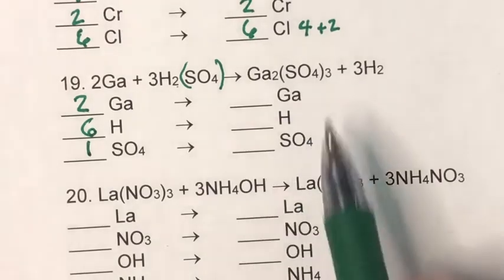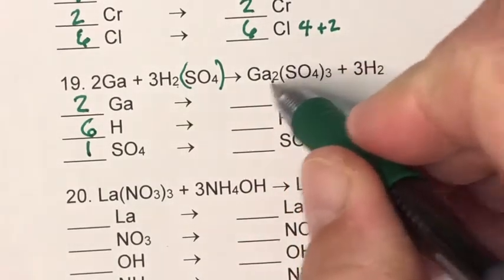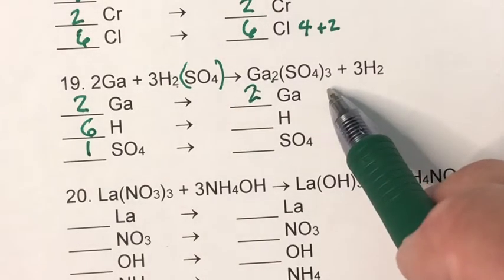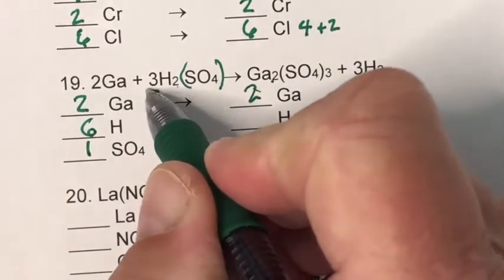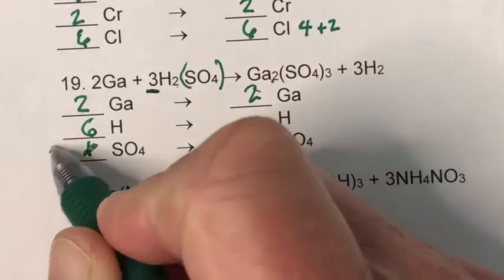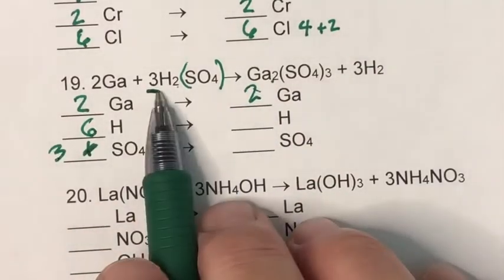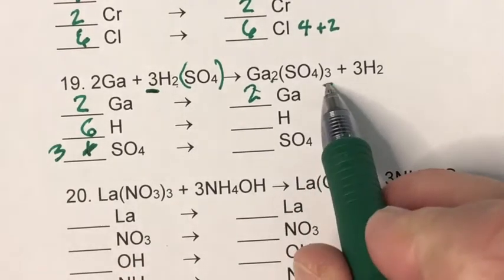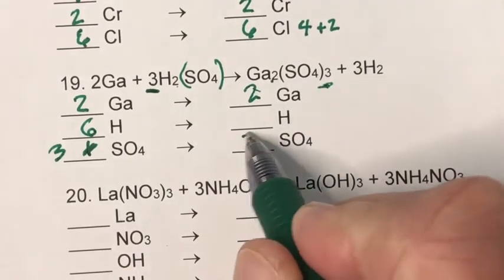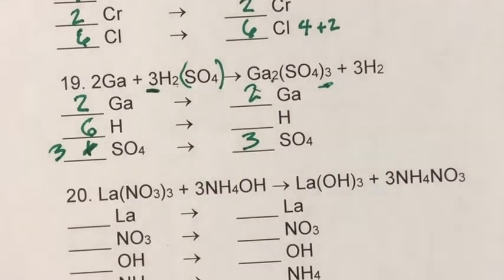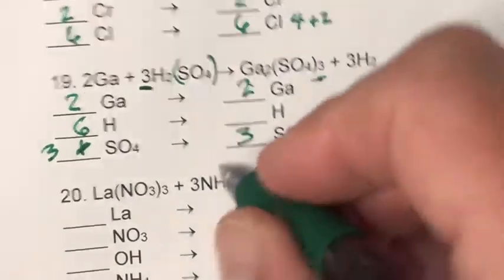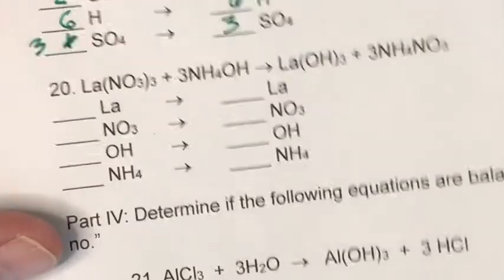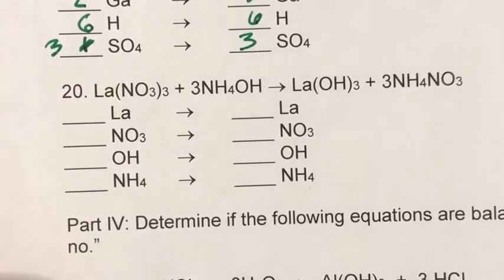Now, let's look at our product side. We have 2 gallium, and we have, oh, my bad, I made a mistake here. We have 3 H2SO4s, 3 sulfates right here because of the 3. I saw that because I came over here and like, well, there's 3 sulfates over here. There should be 3 sulfates over there. And of course, 3 times 2 gives us 6 hydrogens there. And there we go.